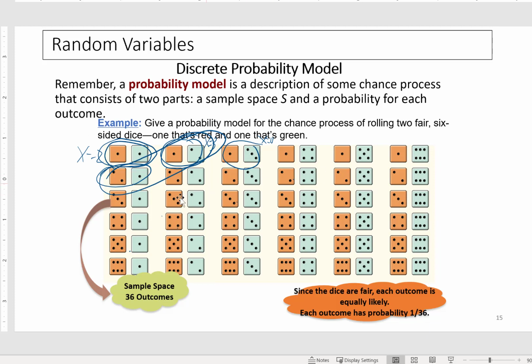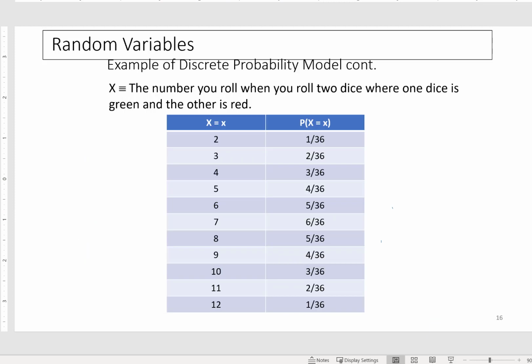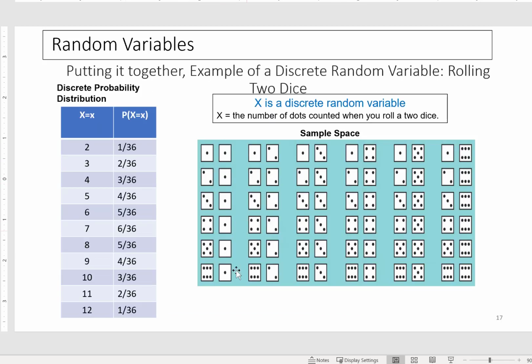So we could actually take our sample space and make a chart or a table of it. So there's the 2, the 1 out of 36, 3, 2 out of 36, 4, 3 out of 36. So again, putting it together, seeing 4, how many different ways could I roll a 4? There were only 3 ways I could roll a 4, and that's why I have a 3 in 36 chance of rolling a 4.